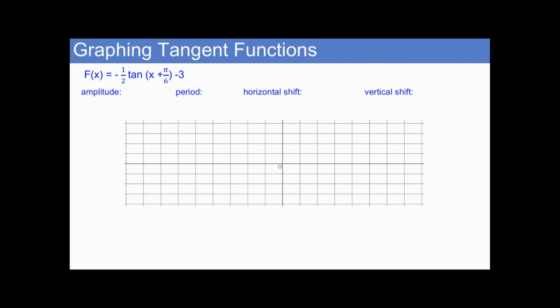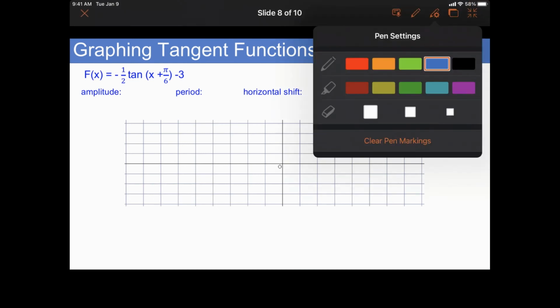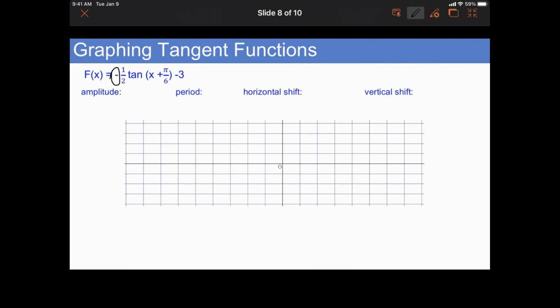This one I'm not going to do a parent graph because there's a lot of things going on. There's actually 4 different things. So that can be a lot. So I know it's going to reflect. I know my amplitude's a half. Period still pi. This is a horizontal shift. So we're going to the left. And -3, I'm going down. Okay. So I chose to do a horizontal shift that is not a multiple of 4 or 2.